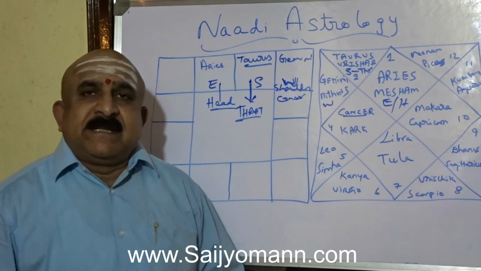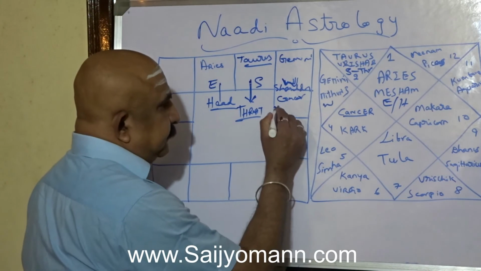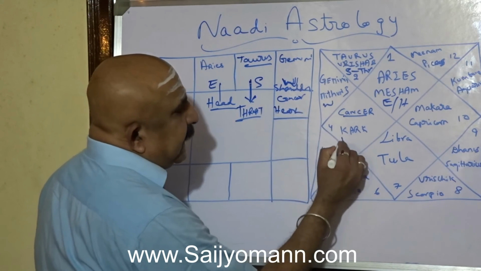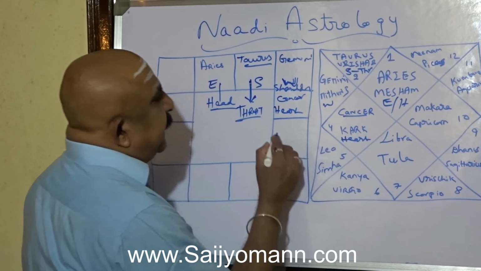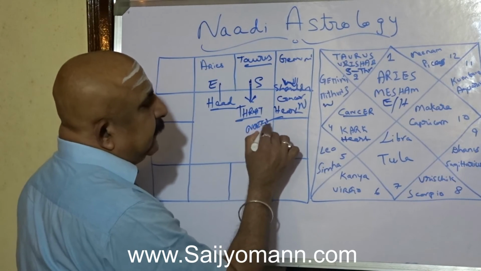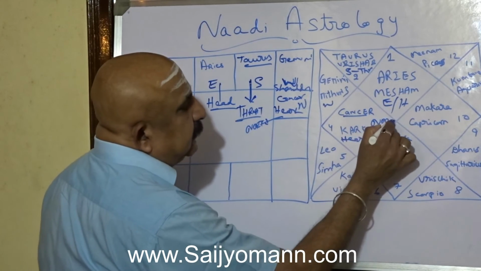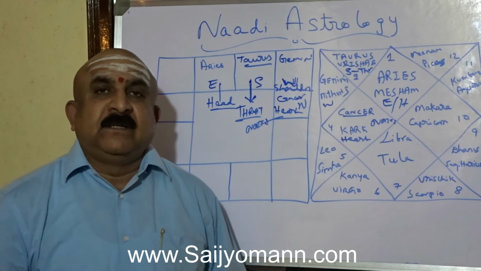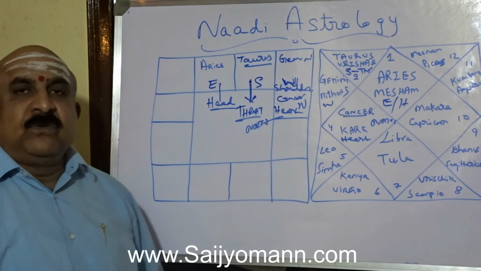Parts of the body, Cancer is the heart. So, Cancer is heart. And the direction is north. North. Okay? Cancer is nothing but north. Now let's go to Leo.